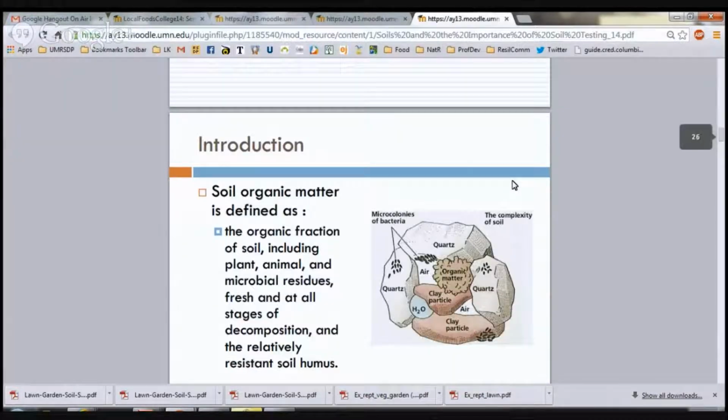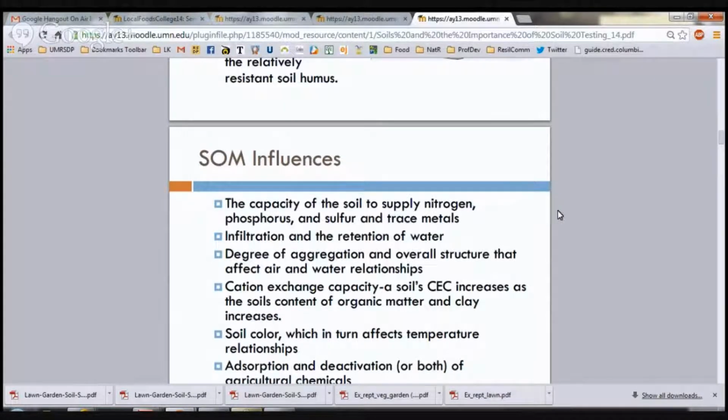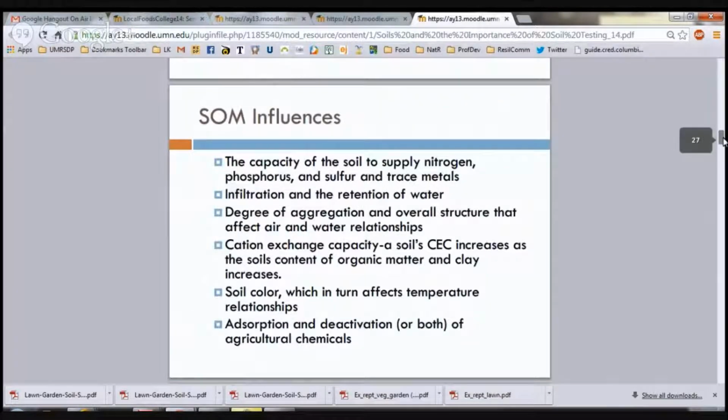So soil organic matter is basically plant, animal, and microbial residues in all stages of decomposition within the soil. And then you have one component of that that's what we call the soil humus, that's pretty resistant to breakdown. And so in soils, soil organic matter influences a number of biological, physical, and chemical properties. But since we're talking mostly about soil fertility, the more organic matter you have in the soil, the higher the cation exchange capacity is. And so it provides nitrogen, phosphorus, sulfur, and some of our trace metals as well.